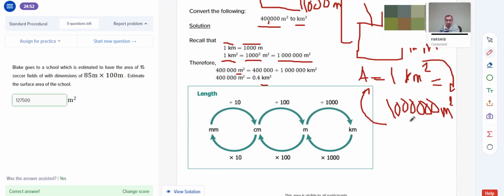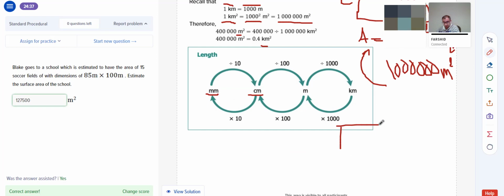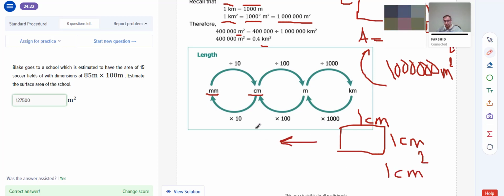Okay. And then look, millimeter to centimeter, of course, you divide it by 10. Why? Because that's exactly the same procedure. So you have 1 centimeter by 1 centimeter, which is 1 square centimeter. And then we change it to millimeter. So that one is millimeter. The other one is also millimeter. But it should be equal.